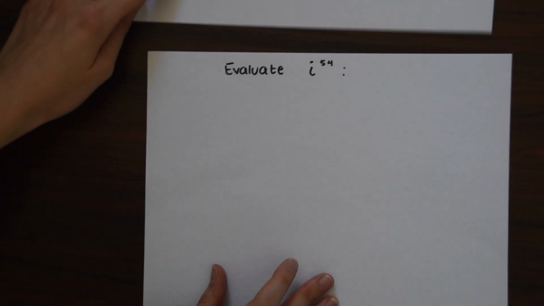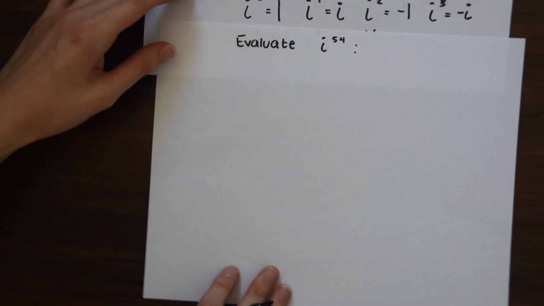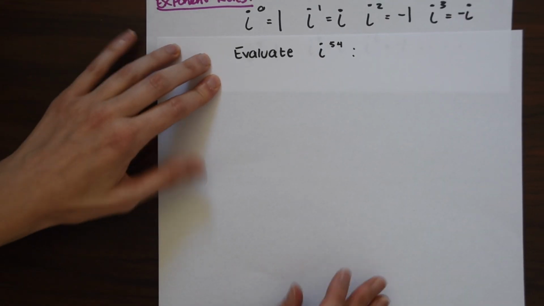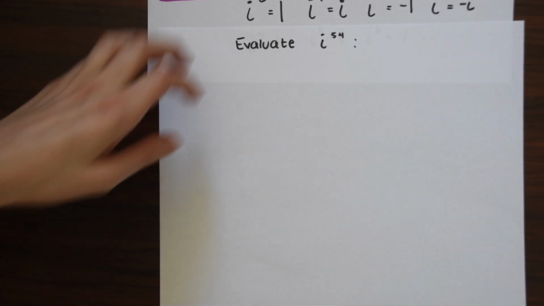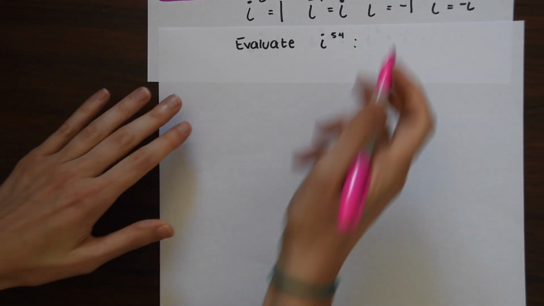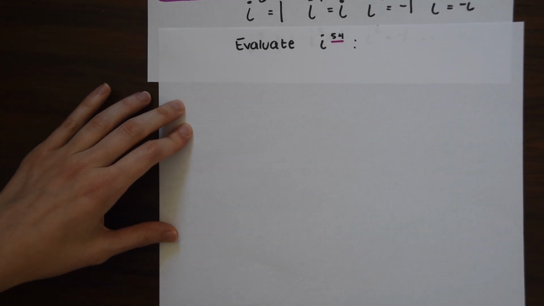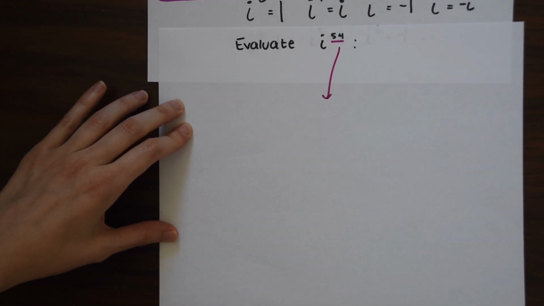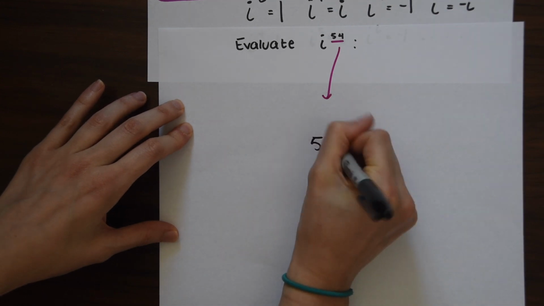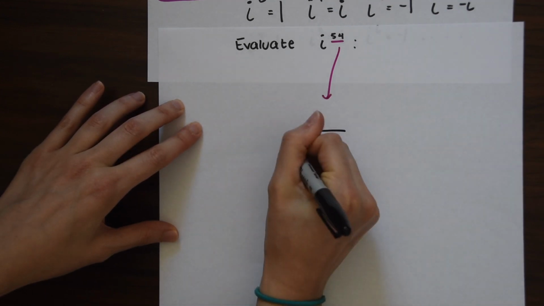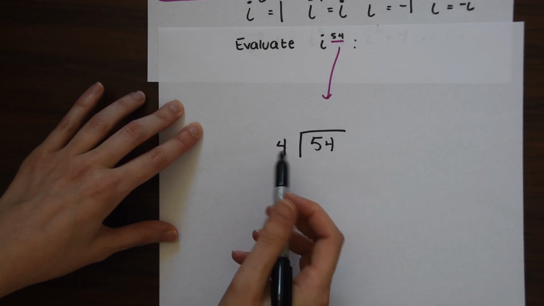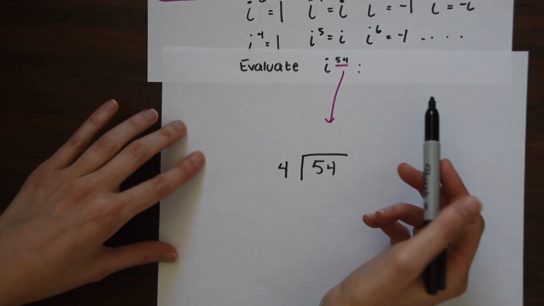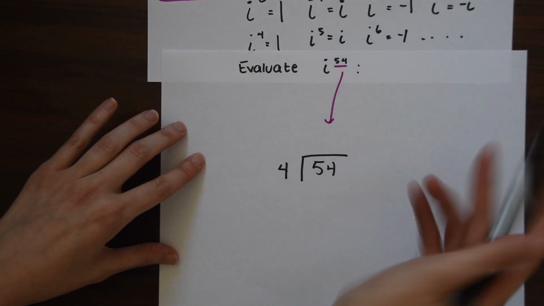So let's keep our rules right here so we can see them, and let's look at our question. Evaluate i raised to the 54th power. What we're going to want to do is take our exponent, 54, and bring it on down here. We're always going to divide by 4. Whatever the exponent value of an imaginary number is, to evaluate it, you're always going to divide it by 4 because of this pattern where it keeps repeating every fourth term.